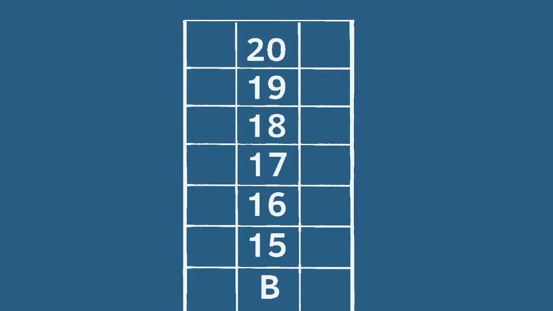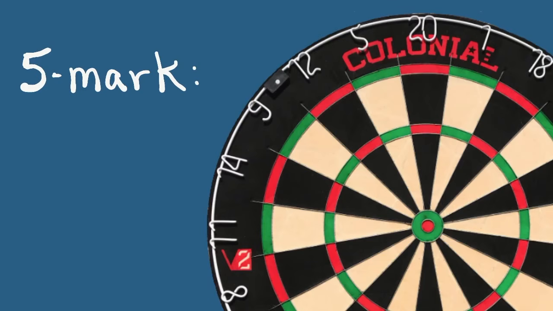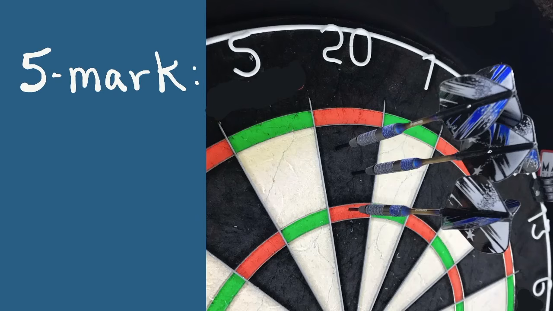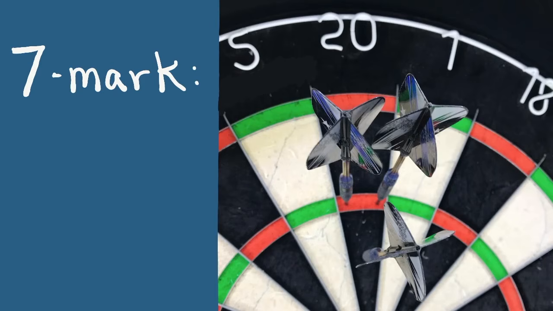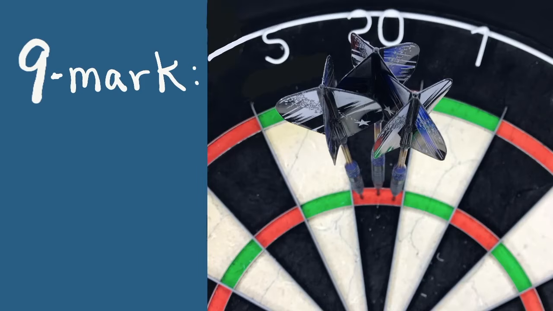A 5 mark is a term used in the game of cricket to describe how many marks you hit during your turn. So a 5 mark would be a triple, which counts as 3, and 2 singles, which equal 5, a 5 mark. A 7 mark is when you hit 2 triples and a single. And a 9 mark is when you hit all 3 darts in the triple ring.